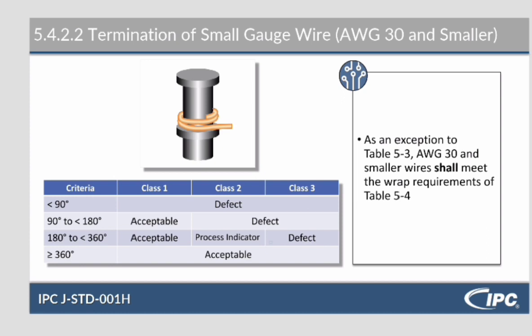Really with Class 3, the only thing acceptable has to be equal to or greater than 360 degree wrap. So this over wrap here that this is showing, that is what's acceptable for 30 gauge wires or smaller.